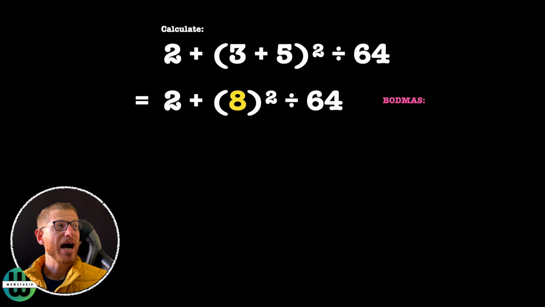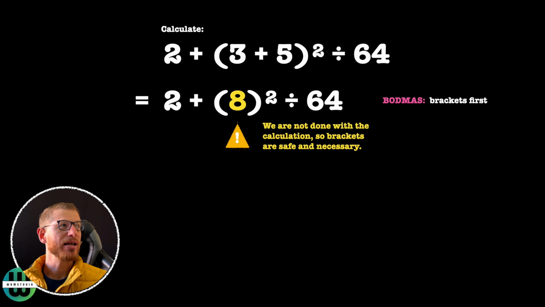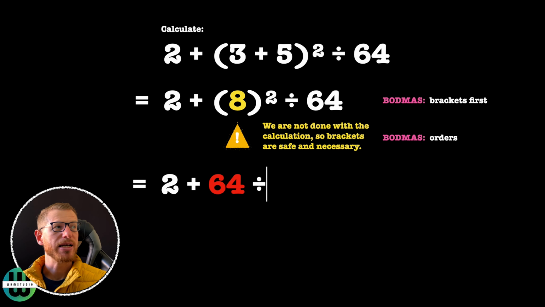Notice though, I am writing down the brackets still. So we are not done with the calculation since we still have to do the power of 2. So I can't yet throw away that bracket. So now I'm going to say 8 to the power of 2 is 8 times 8, that's 64. So now I'm going to use my orders. 2 plus 64 divided by 64, completing that sentence.